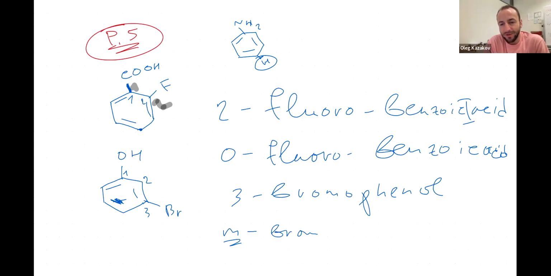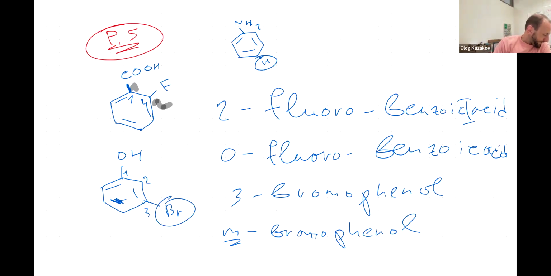bromo, sorry for my handwriting, phenol, right? So this will imply that we have the 1,3 substitution. Position 1 will be for the OH from the phenol, right? That's our base name from which we start naming and drawing. Then in the meta or the 3 position relative to the OH in position 1, we will have the bromo group, right? So 1,3 or meta in other words.